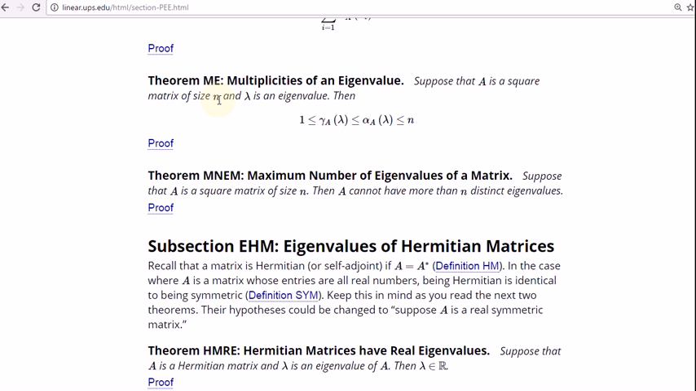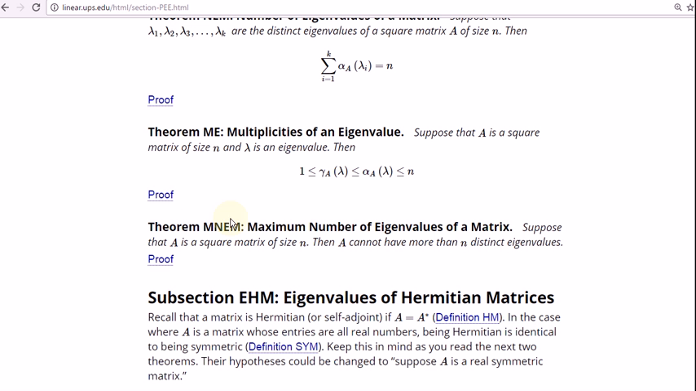All right, so multiplicities of an eigenvalue. Suppose that A is a square matrix of size n and lambda is an eigenvalue, then 1 is less than or equal to the geometric multiplicity of the eigenvalue, which is less than or equal to the algebraic multiplicity of the eigenvalue, and that's less than or equal to the size of the matrix. Now this last part we already have, because we know that the sum of the algebraic multiplicities is equal to n. Now I remind you that the geometric multiplicity is the number of linearly independent eigenvectors with eigenvalue lambda. You can also describe that as the dimension of the eigenspace.